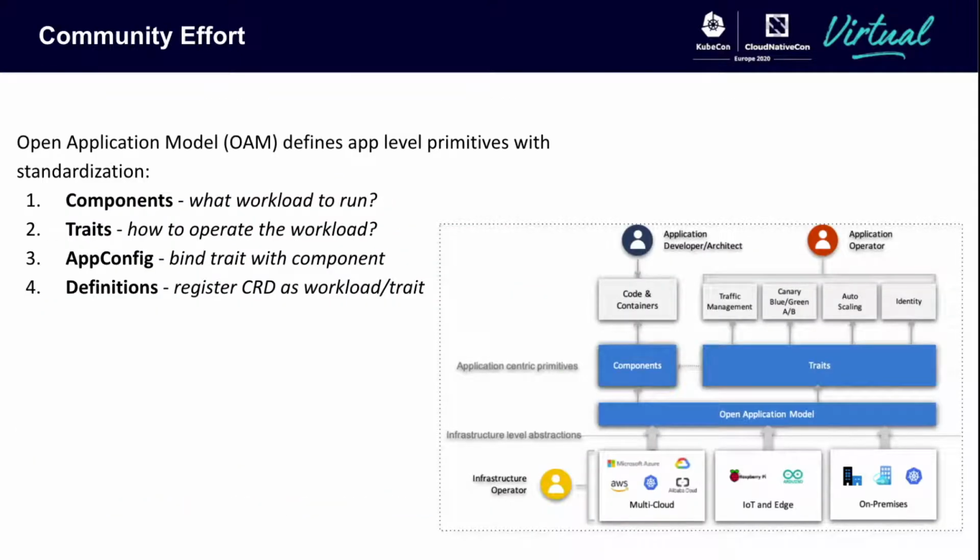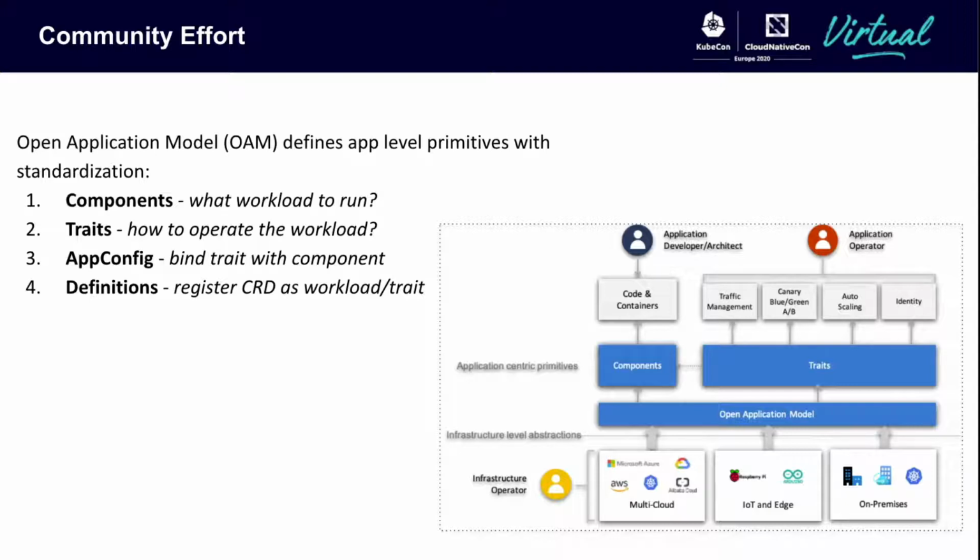In the community, the existing effort to define a standard application model for platform builders is the Open Application Model, OAM. In detail, OAM defines 4 application-level primitives for Kubernetes in a standard approach. Firstly, components. It's all about what workloads you want to deploy. In most cases, they are Kubernetes Deployments, but they can also be functions if you want, or your own Kubernetes operators as workloads.